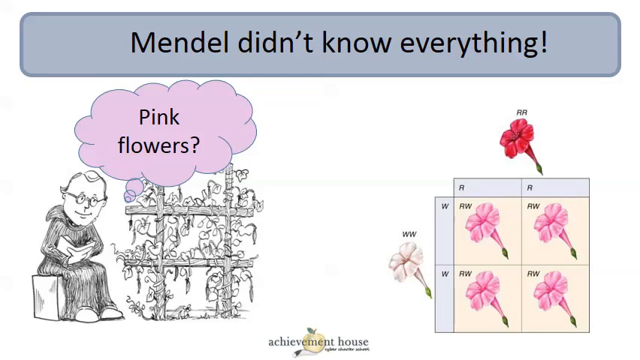Mendel may have been the father of genetics, but he didn't know everything. Pea plants were simple. Some traits are dominant and others are recessive. Mendel had no idea that not all species follow these rules. Sometimes red flowers are crossed with white flowers and produce offspring with pink flowers. In this lesson, we're going to learn all about the exceptions to Mendel's rules.